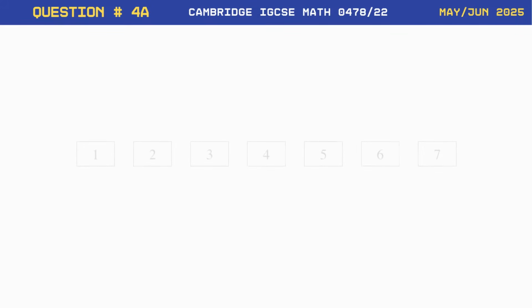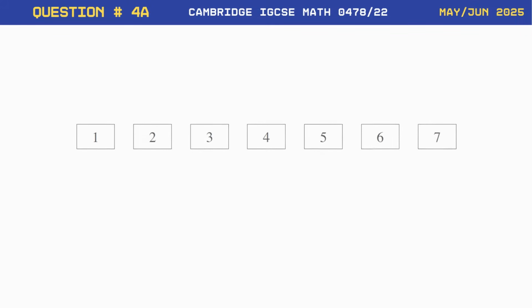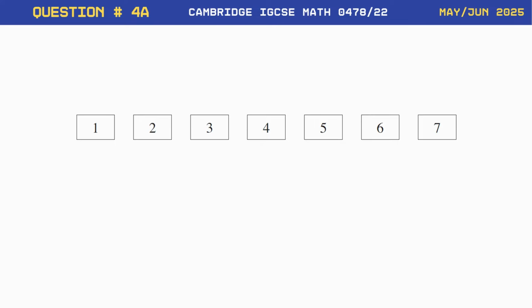Let's look at the cards in the question. They are numbered 1, 2, 3, 4, 5, 6 and 7. Samira is going to pick one card at random, and then she puts it back. We want to find the probability that she picks an odd number.